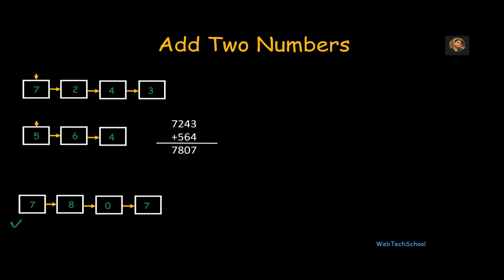So we have two numbers 7243 and 564. If we do a general mathematical addition, then we will end up with this number 7807. So the problem statement asks us to create four nodes for each digit and send back the reference to head node. In mathematics, the summation actually works from the last digit. Like in case of 7243, it starts from 3, and in case of 564, it starts from 4.